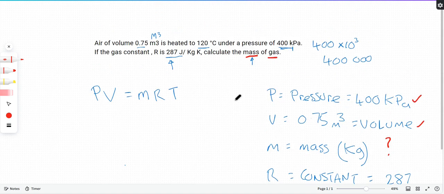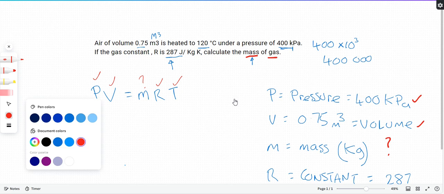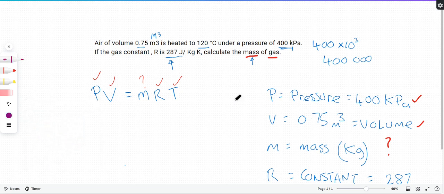So we've got all the numbers. We need to find the mass of gas. How are we going to do that? Well, I know pressure. I know volume. I don't know the mass. I know the constant. I know the temperature. All I'm going to do is rearrange this formula for M. So P times V over R times T equals mass. That's the formula.